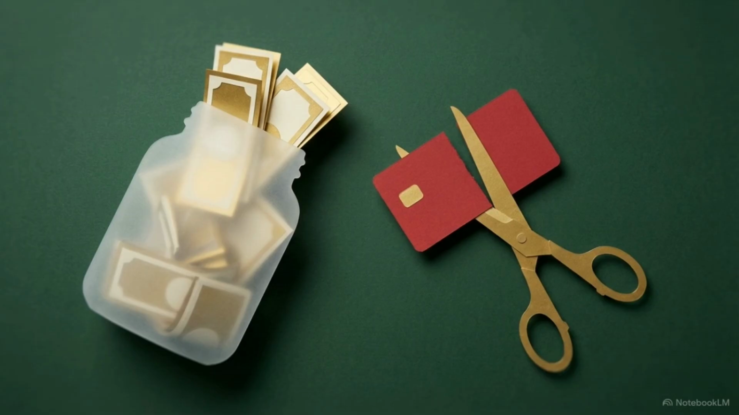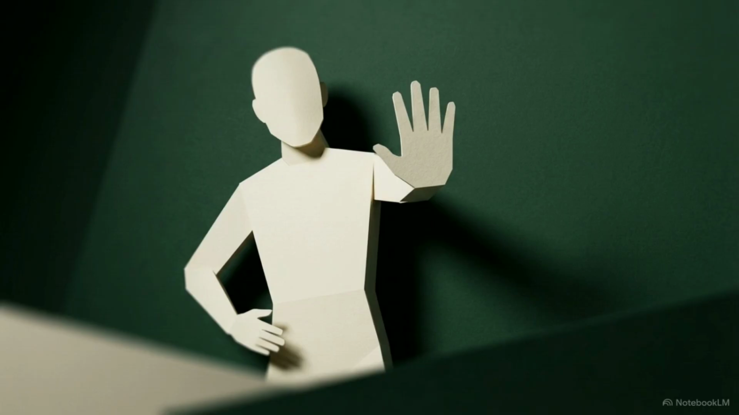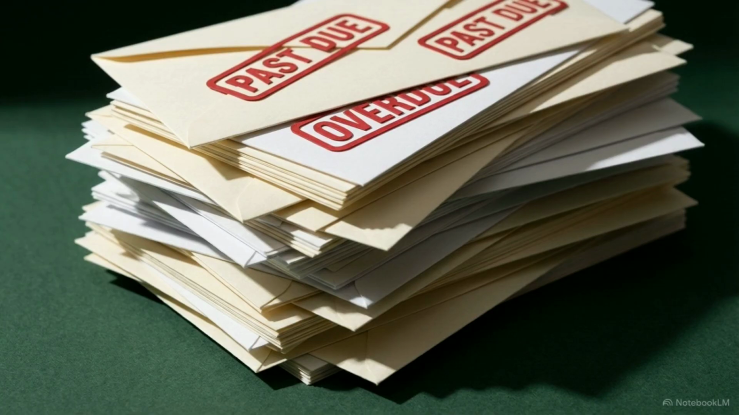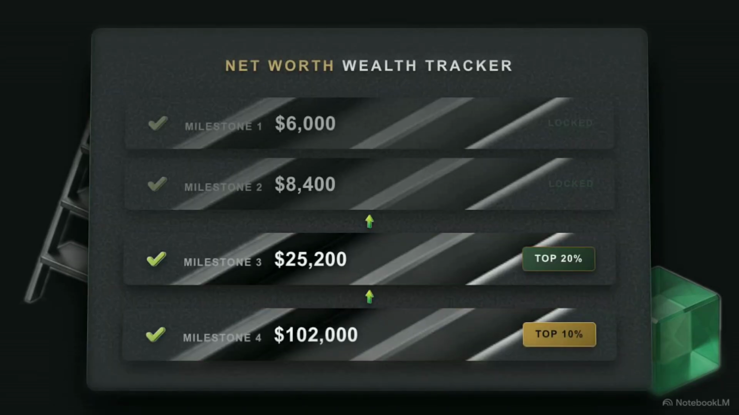Reaching these levels is a matter of building a baseline emergency fund and eliminating high-interest consumer debt. Entering the top half of the world's wealth distribution relies on establishing a strict defensive stance against debt, regardless of your starting salary. To move higher, add Milestone 3, $25,200 for the top 20%, and Milestone 4, $102,000 for the top 10%.